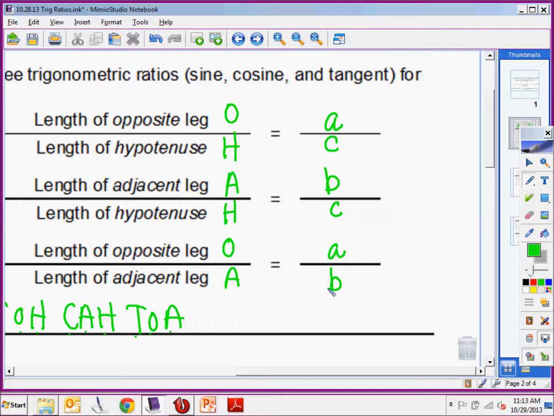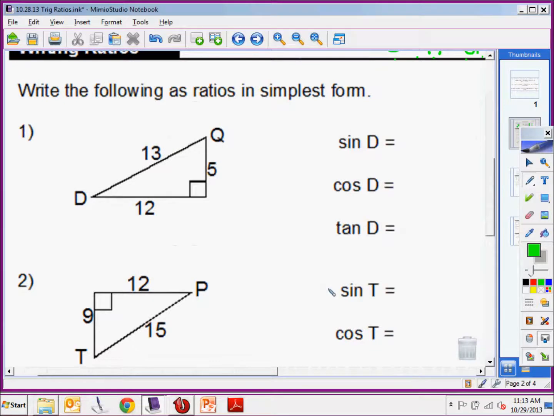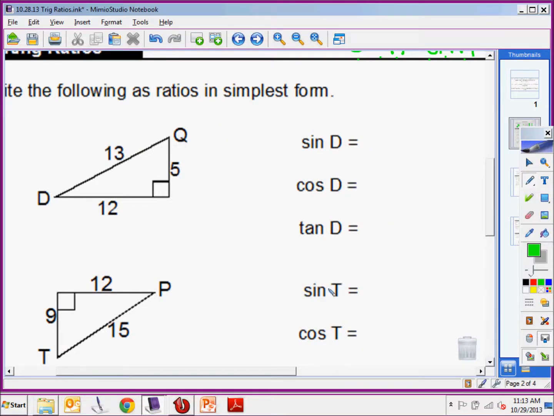So far, sounds simple enough, right? All right, now let's throw in some numbers. So what is my angle of perspective? D. So looking at angle D, sine means what? Opposite over hypotenuse. So what is the opposite of D? 5. What is the hypotenuse of D? 13. So guess what sine is? 5 over 13. That's it.